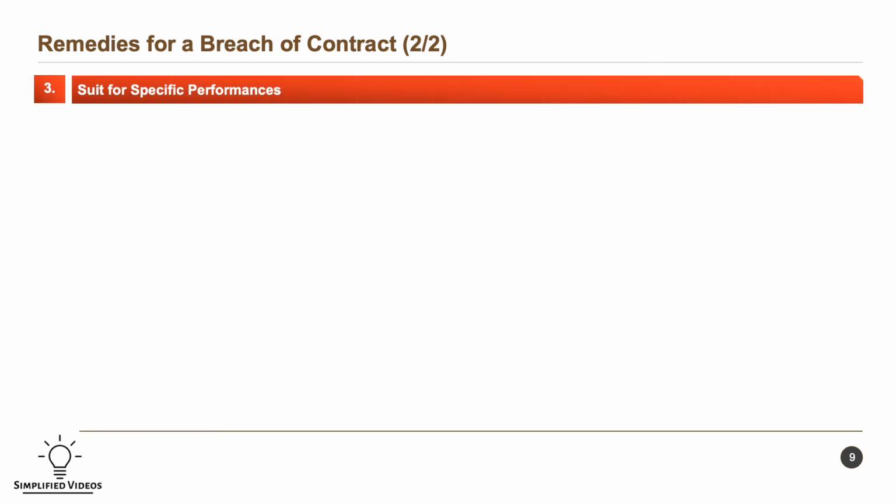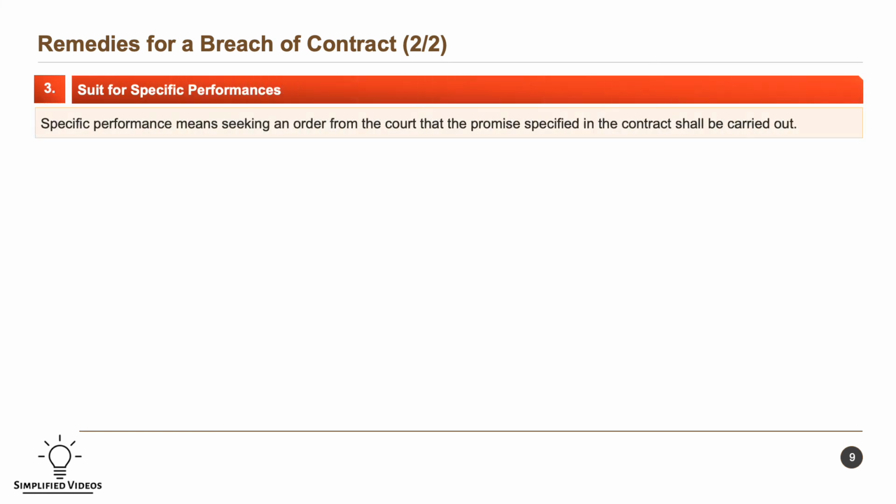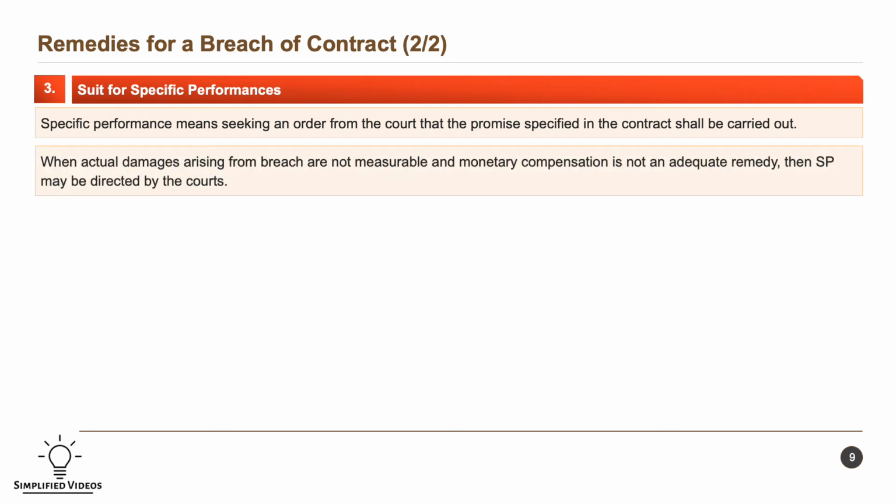Suit for specific performance. Specific performance means seeking an order from the court that the promise specified in the contract shall be carried out. When actual damages arising from breach are not measurable and monetary compensation is not an adequate remedy, then specific performance may be directed by the courts.